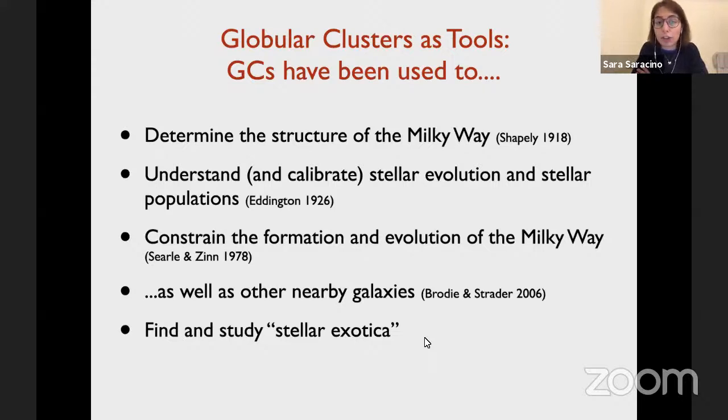For example, to determine the structure of the Milky Way. Since they have been thought to be a prototype of simple stellar population, they have been used to understand and calibrate stellar evolution models, as well as to constrain the formation and evolution of the Milky Way and external galaxies, since we know that globular cluster systems are different for different galaxies. Also, since they are very dense and very compact, these objects are the place where very exotic events can happen, and where objects like millisecond pulsars or low mass X-ray binaries can be found.